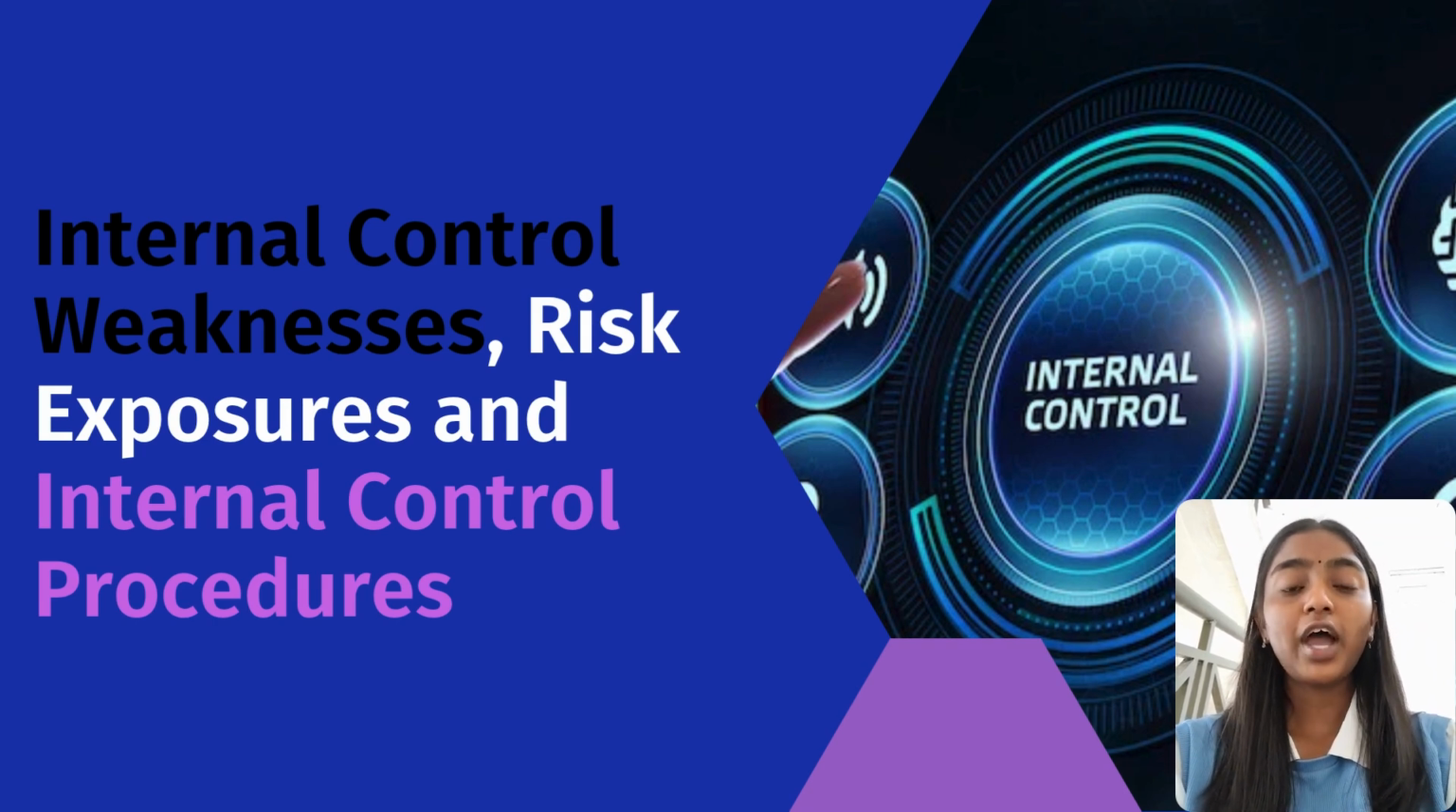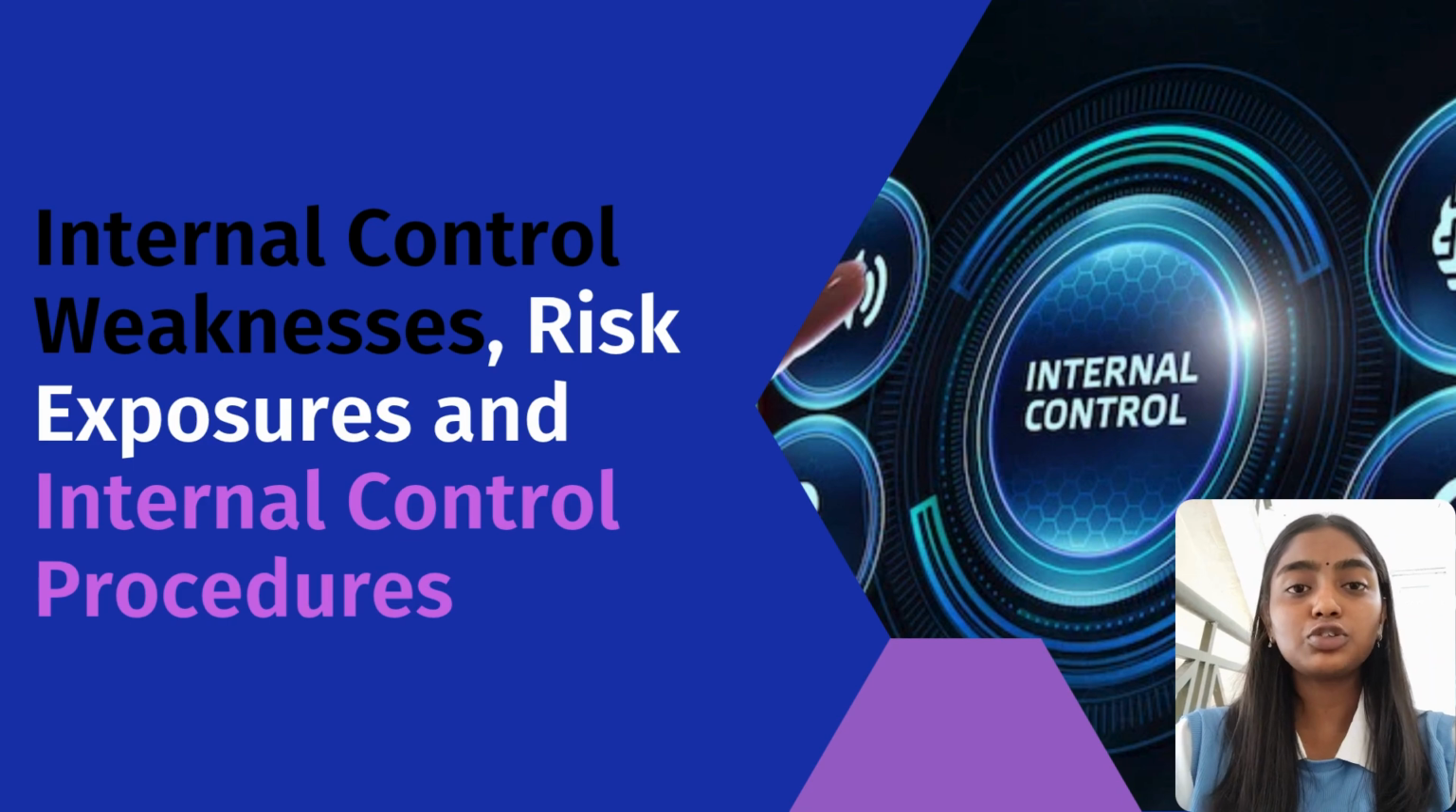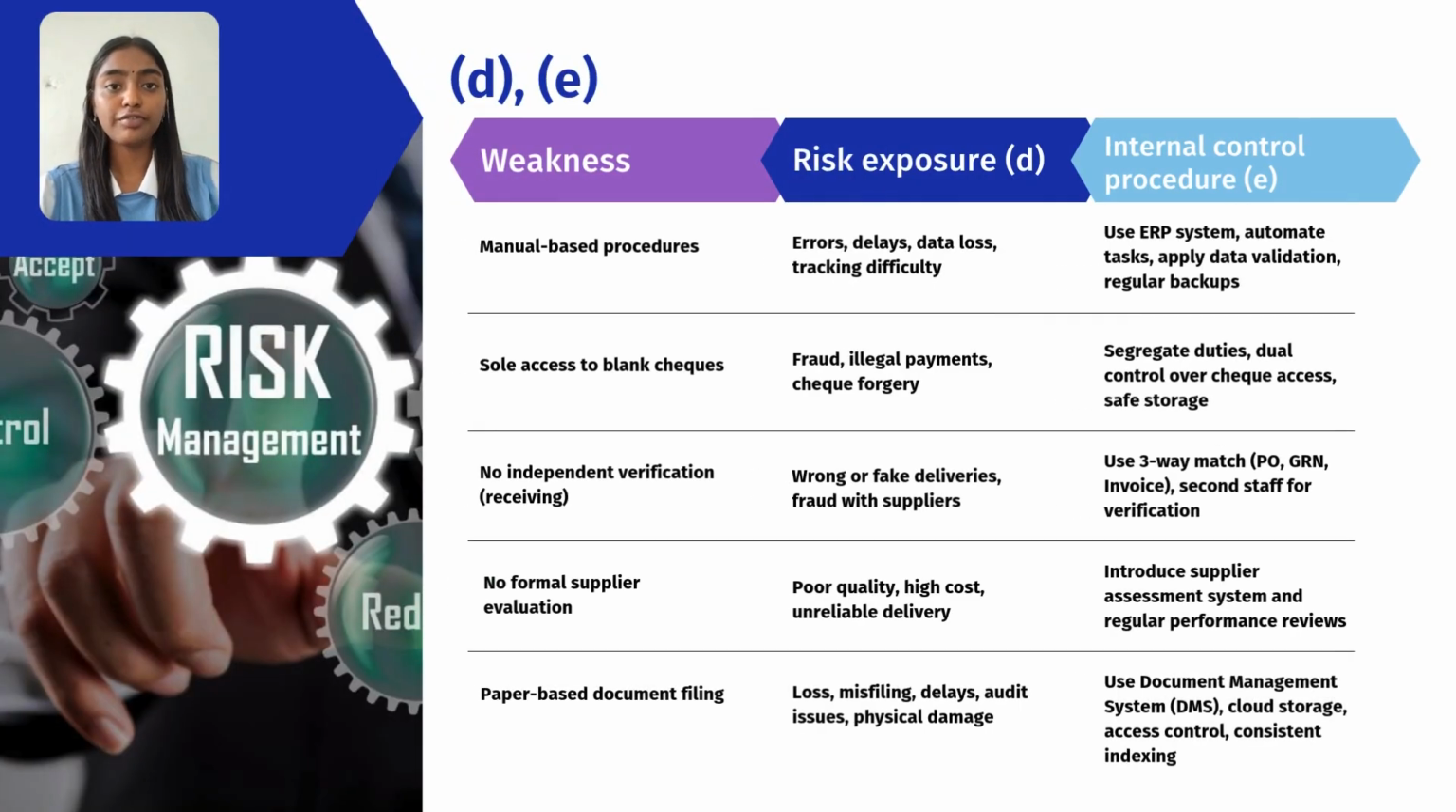Today I am going to explain about internal control weaknesses, risk exposure, and internal control procedures. This slide shows five internal control weaknesses and how to fix them. Manual processes can cause errors and delays, so using an ERP system and automation helps. Having one person control blank checks risks fraud. We fix this by splitting the duties and securing checks.